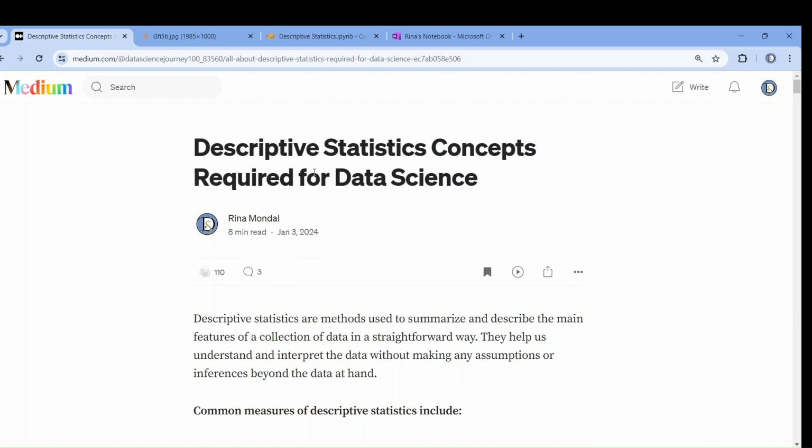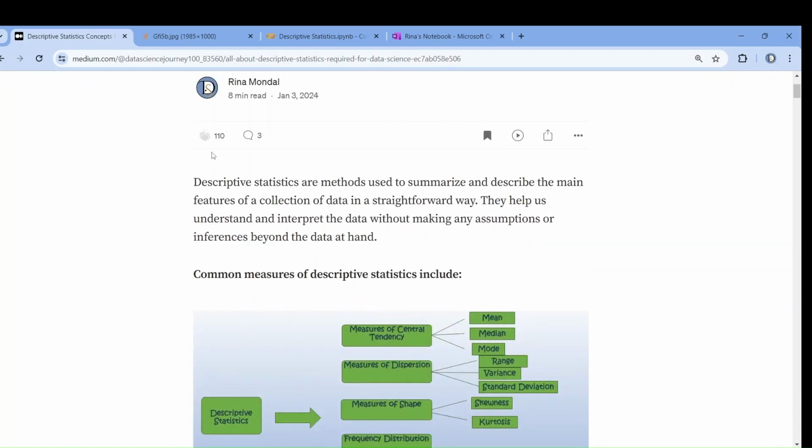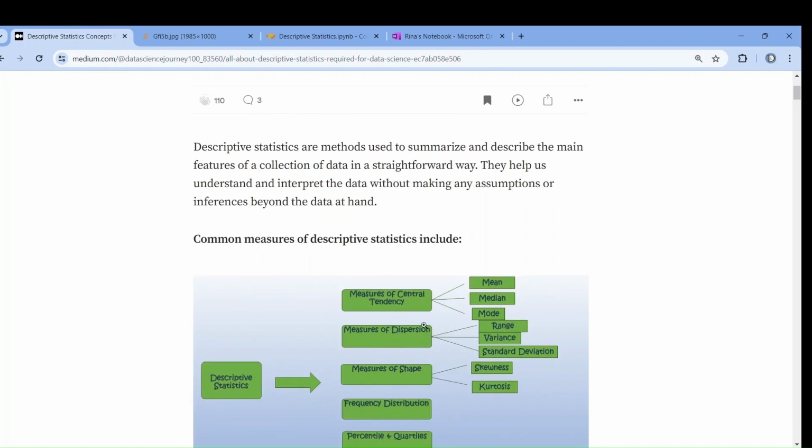So let's continue our descriptive statistics session. As of now, we have completed measures of central tendency for finding the central point of the dataset. Next, we did measures of dispersion, that is finding the variability in the dataset. And now we are going to study measures of shape. We have to read skewness and kurtosis.